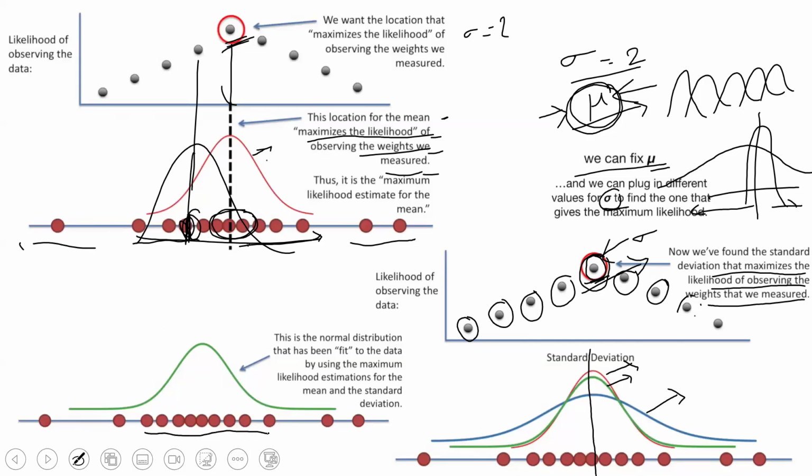This is the normal distribution that has been fit to the data by using the maximum likelihood estimations for the mean and standard deviation. This is how we derive the distribution parameters iteratively: by fixing the value of sigma, you iterate the mu values and calculate the likelihoods, and wherever the likelihood is maximum, that value will be assigned to that particular parameter, whether it is mu or standard deviation.